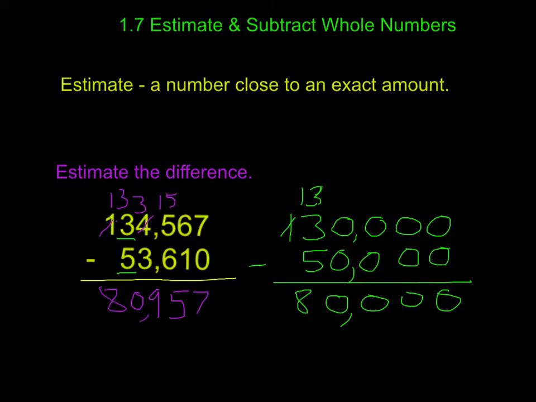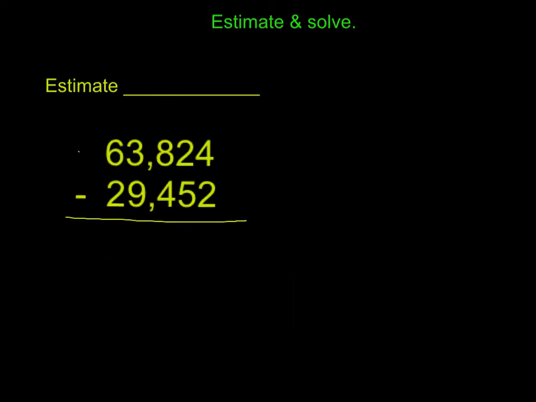And our answer then, our actual total, or the difference, is 80,957. So as you can see, 80,957 is close to 80,000. So this was a reasonable estimate. On our next example here, we are going to estimate and solve once more.